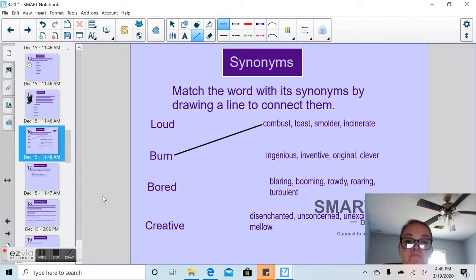What would the synonym for ingenious, inventive, original, and clever be? Now, if something is original or inventive, has it ever been created before? If it's original, it hasn't been created before. So, if something hasn't been created before, is it going to be loud, is it going to be bored, or is it going to be creative? What do you think?